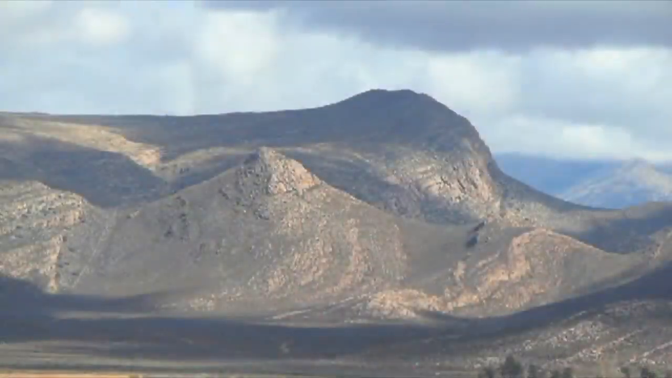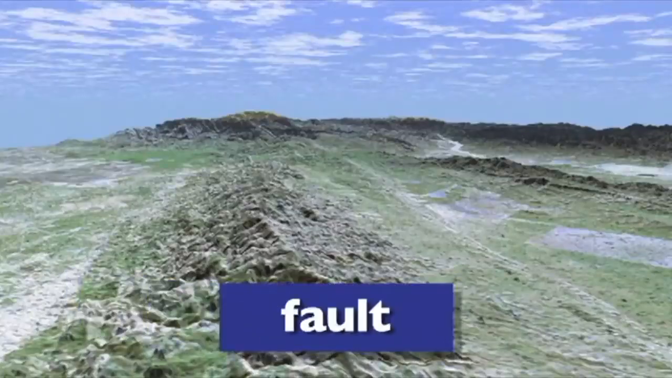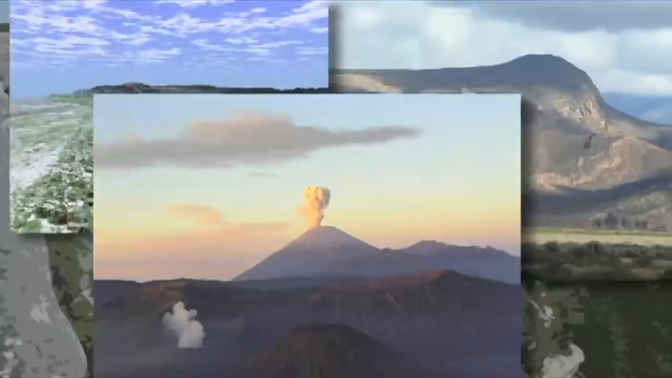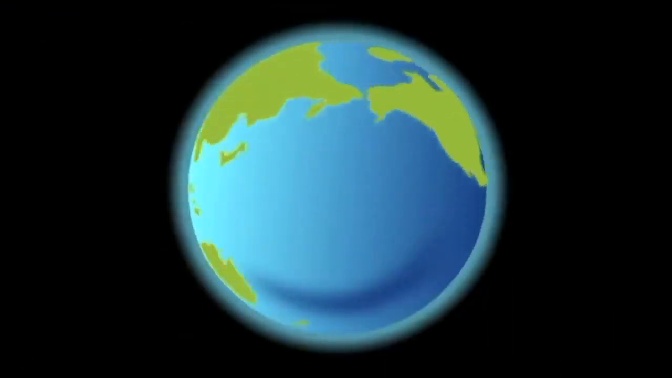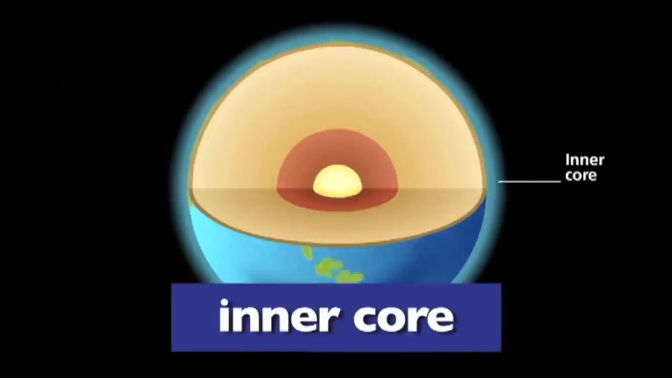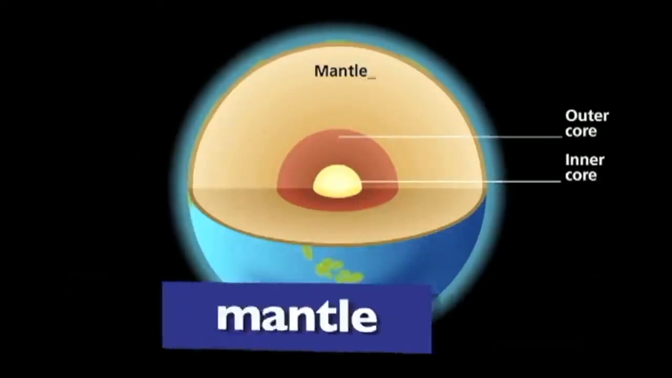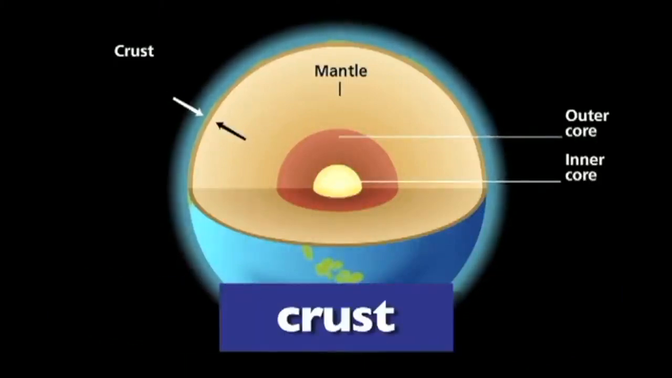There are 3 different types of mountains: fold, fault, and volcanoes. Each type is formed in different ways. To best explain how mountains are made, you need to understand that the Earth is made up of different layers. A solid core in the center, a liquid outer core, and then a mantle of heavy rock which is partially liquid. The part that we live on is the crust.